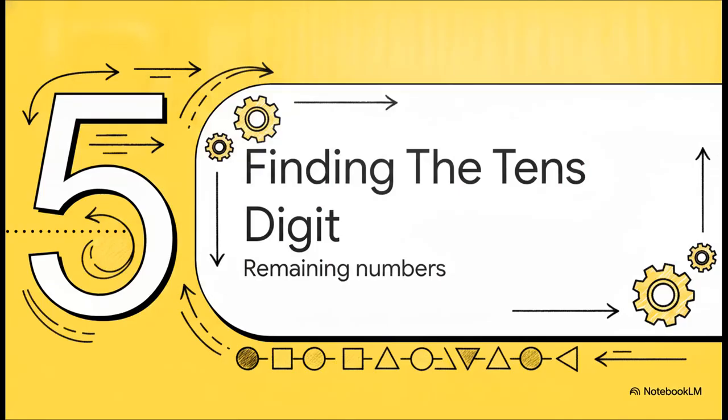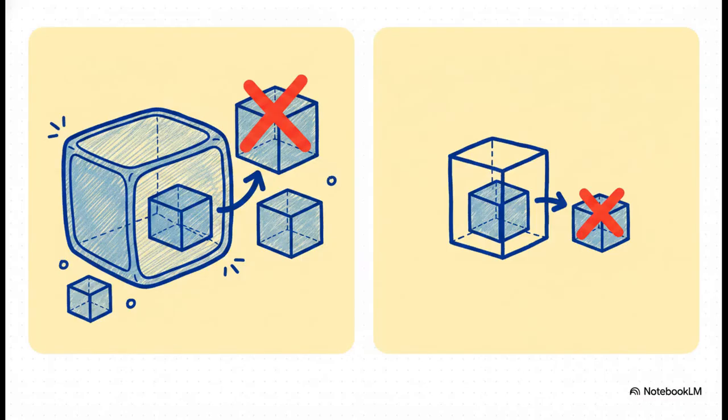Next up, Section 5, Finding the tens digit. This is where we work with those remaining numbers at the front. We take the remaining front digits, like 39, and find the base of the largest perfect cube that is less than it. Let me break that down. In the number 39,304, our front chunk is 39. We ask ourselves, what is the biggest perfect cube that fits inside 39 without going over?